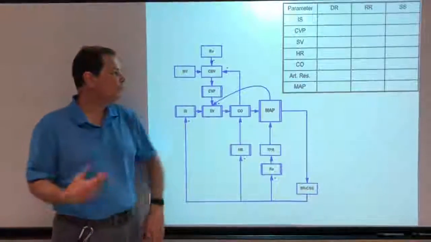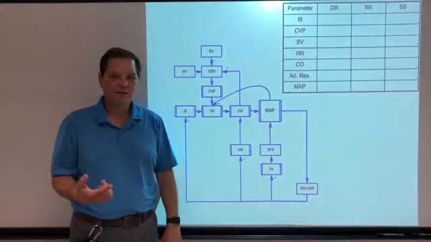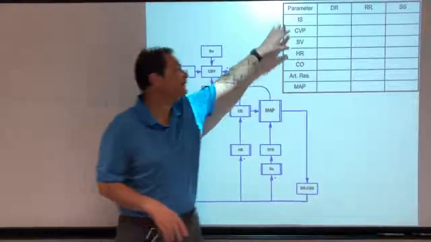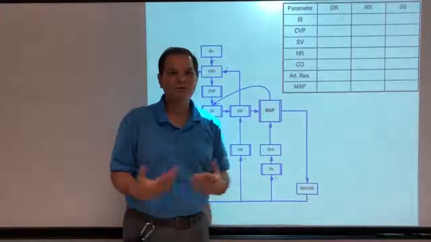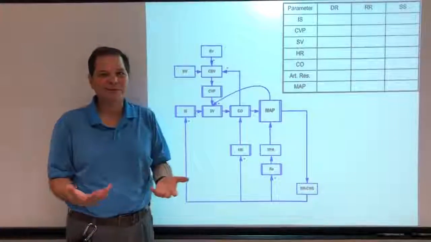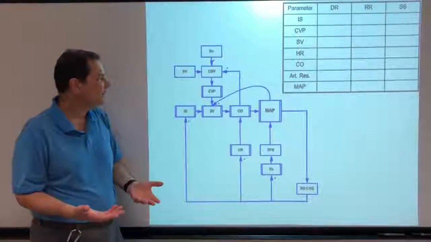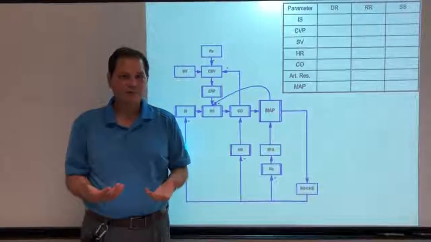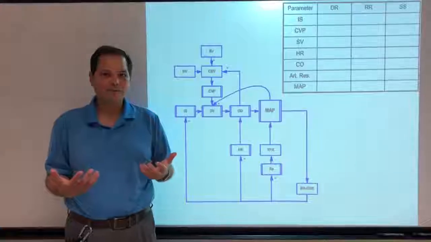So now I'm going to walk you through a CIRCSIM problem. This problem will be what happens to your cardiovascular parameters when you lose half a liter of blood, which would be something like giving blood. The tricky part of this for most people is figuring out where to start.